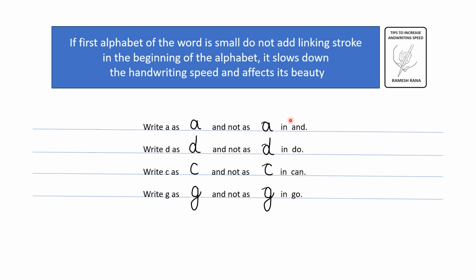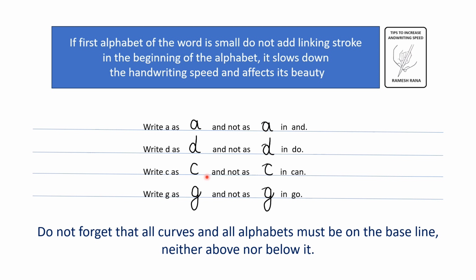In the word "and", A is the first alphabet, so there is no need for this linking stroke. Similarly, write D as this and not as this with the linking stroke. Same way C, G, or any other alphabet. If it is the first alphabet of the word, do not add a linking stroke to it. Do not forget that all curves and all alphabets must be on the baseline, neither above nor below it.